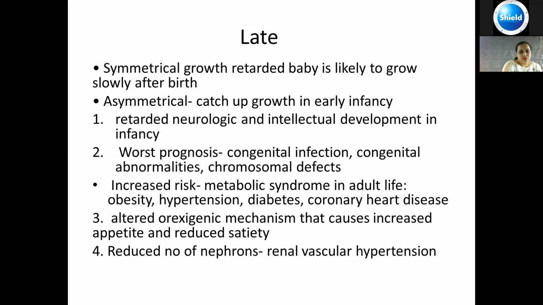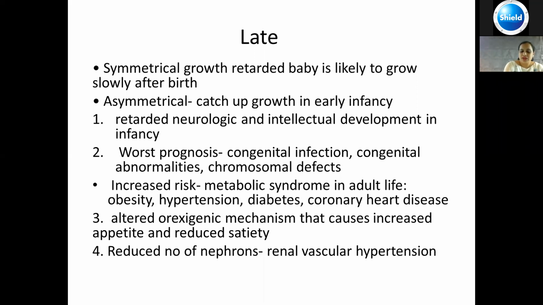So what about the late complications? Symmetrical growth retarded babies are likely to grow slowly after birth. Asymmetrical ones may catch up the weight very easily, and effectively they can turn back to their normal weight. Retarded neurological and intellectual development is usually seen in a few infants.